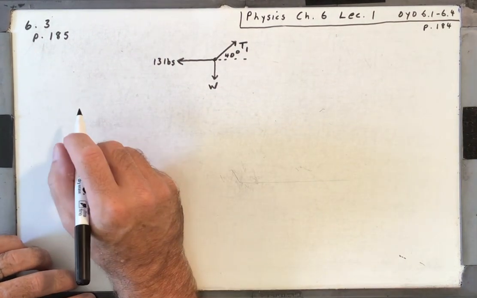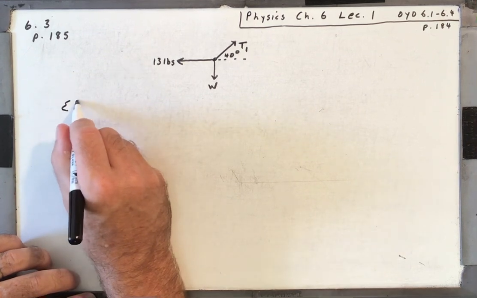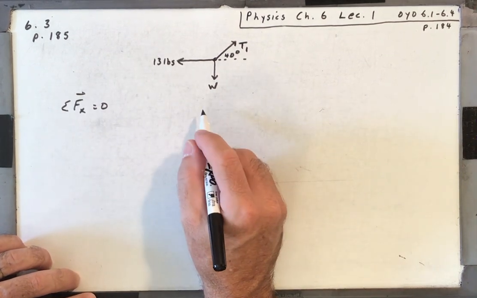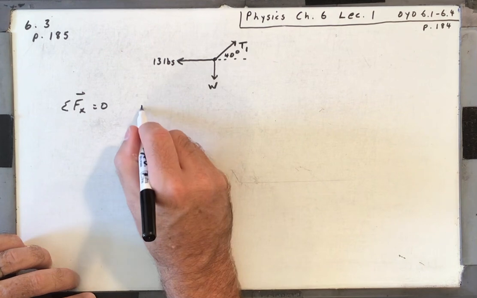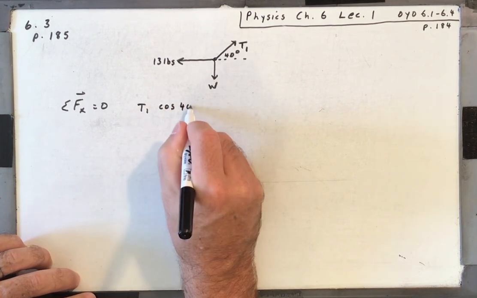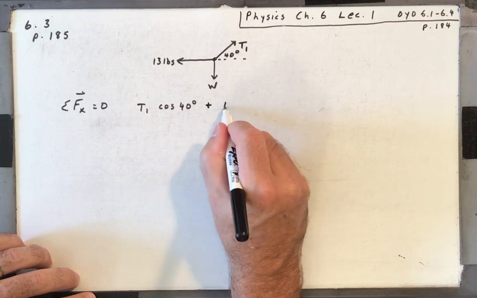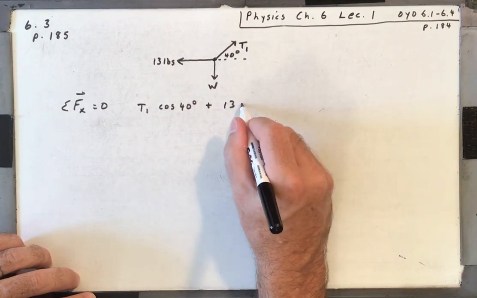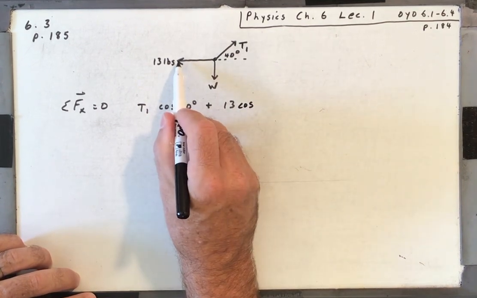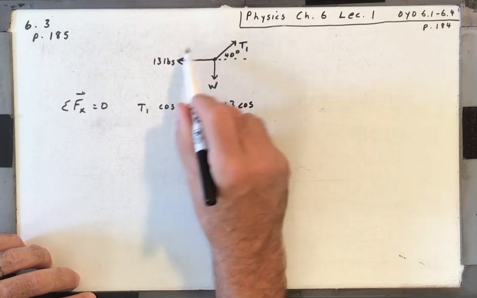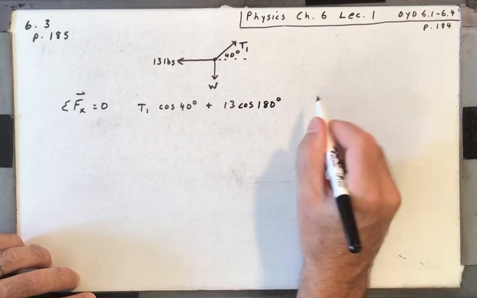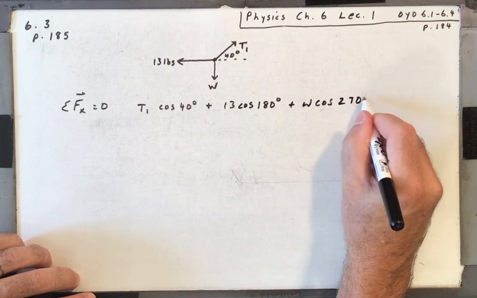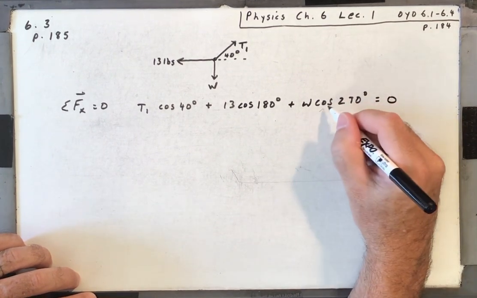Okay, let's do the sum of all the forces in the x direction. It has to be equal to 0 or the fish is falling down or floating up in the air. Okay, we have T1 cosine 40 plus 13, right? We're coming over to this one. I'm just going in the counterclockwise direction. 13 cosine, what angle is that at? Well, if this is 0 here at the bottom, that's 180, right? Cosine 180 plus the weight of the fish times the cosine of what? 270 equals 0.